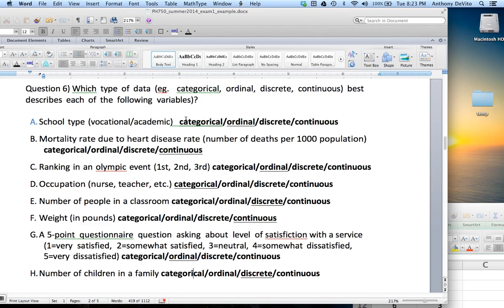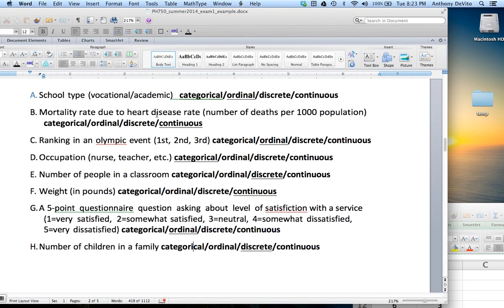Okay, school type: categorical, ordinal, discrete, or continuous. Anybody want to hazard a guess? School type: vocational, academic, nursing, and so on and so forth. That's categorical? I agree. Mortality rate due to heart disease: number of deaths per thousand population. Okay, hazard a guess.